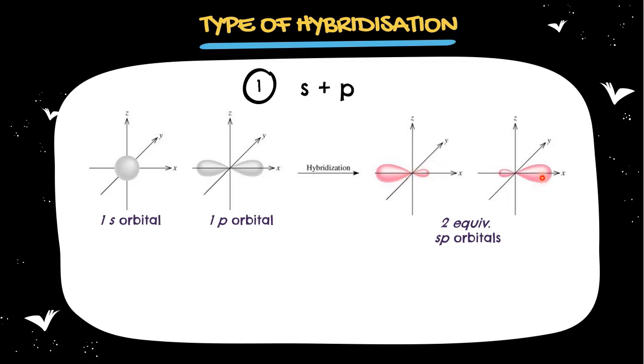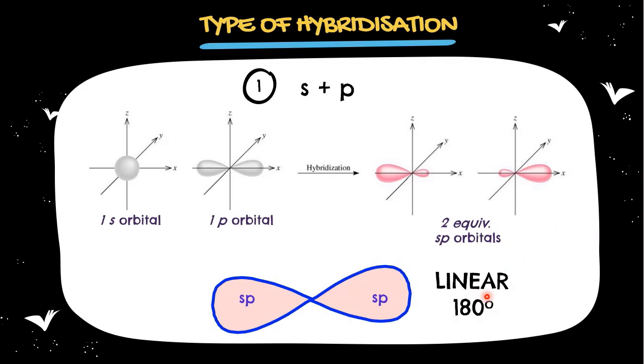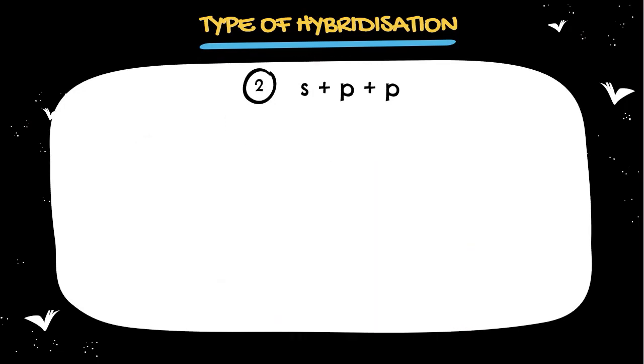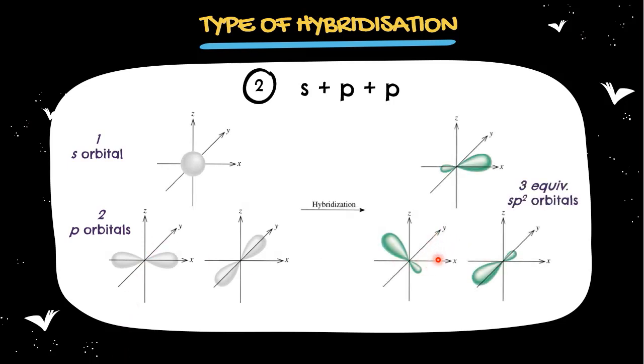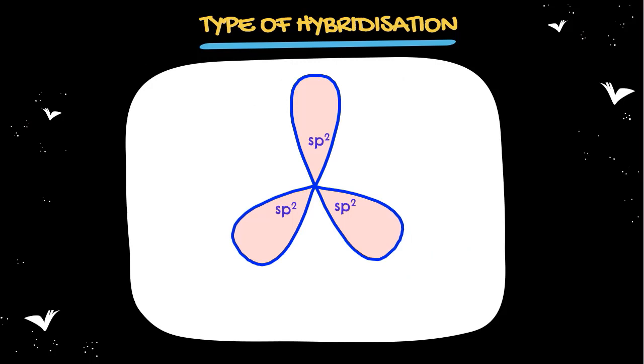Once these two orbitals get closer, the small lobes here will be overshadowed by these big lobes, hence forming a linear molecule with an angle of 180 degrees. The second type of hybridization is by mixing one s orbital and 2 p orbitals to form 3 equivalent sp2 orbitals. Once all the sp2 equivalent orbitals get closer, they will form a trigonal planar molecule with an angle of 120 degrees.